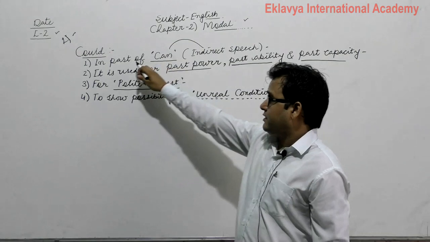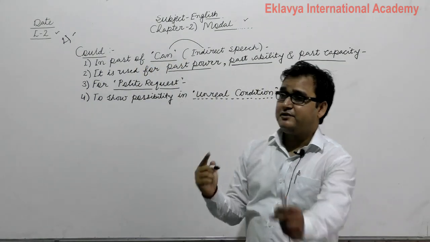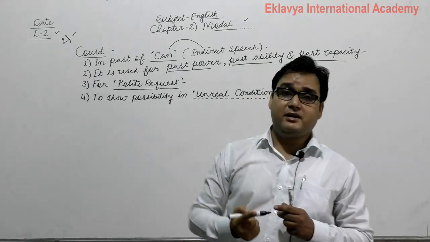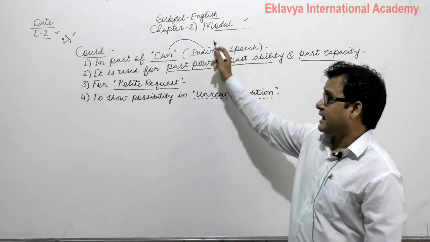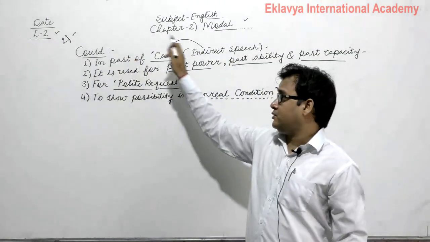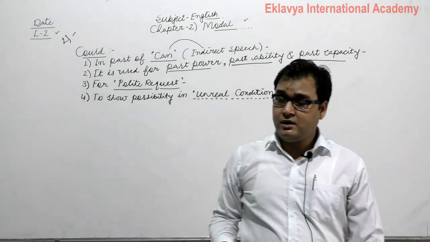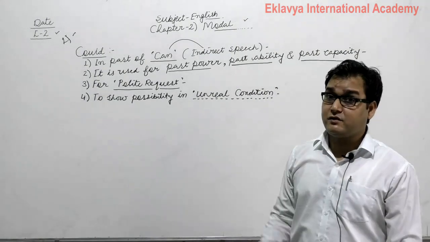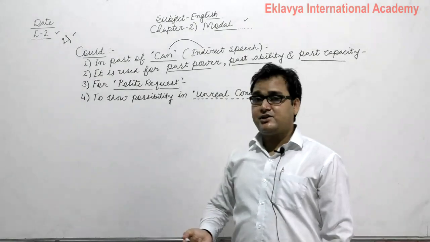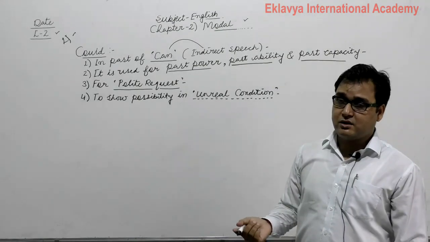Don't forget that I have also mentioned the point number second in past basically, but the point number first and point number second are quite different from each other. In point number first I have mentioned indirect speech. It means that the could modal will be used in the indirect of can. The speech should be indirect speech, and in that speech you should use could in place of can. Have you heard about the narration, direct speech, indirect speech? If the speech is indirect speech, you should use could there.